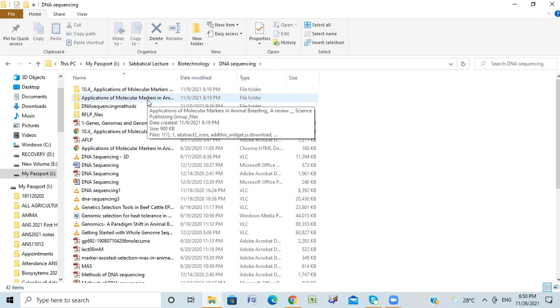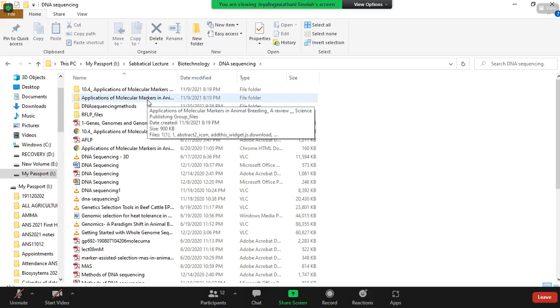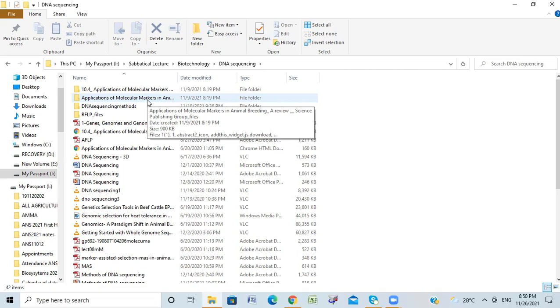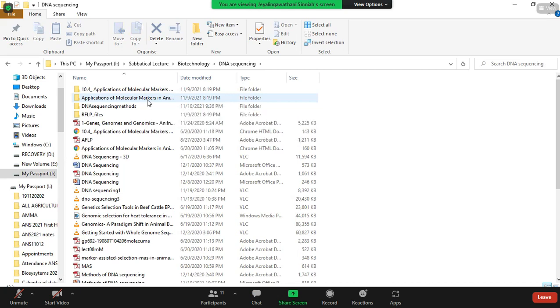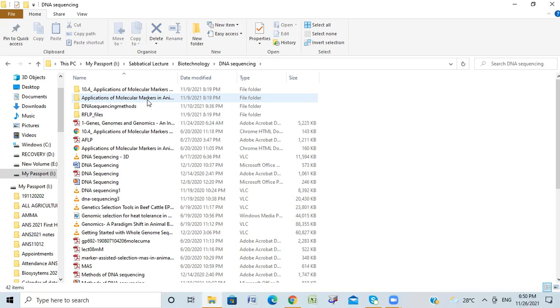So the nucleotide arrangement of a particular DNA fragment or gene of interest or the whole genome. The base pair sequence of a given DNA fragment or the gene of interest or the genome. So the genome is the whole genetic makeup of an organism.